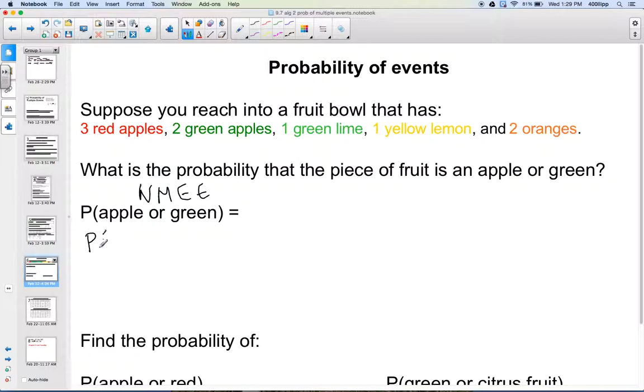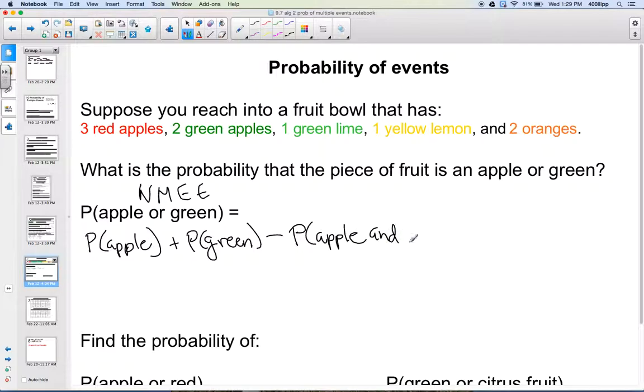So we're going to find the probability of getting an apple plus the probability of getting a green fruit, minus the probability that it is an apple and it is a green fruit, hence a green apple.